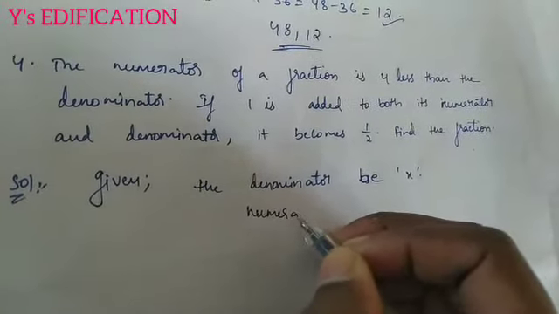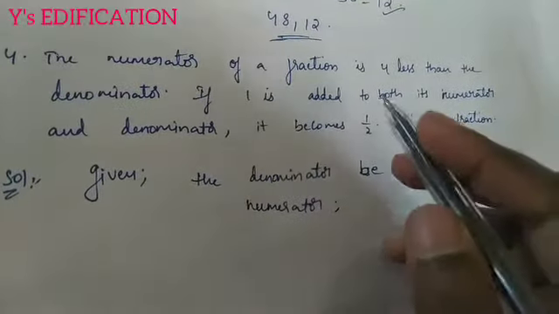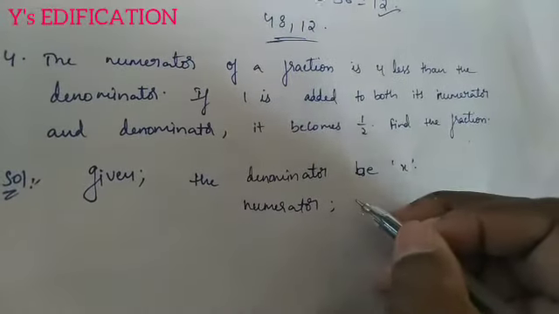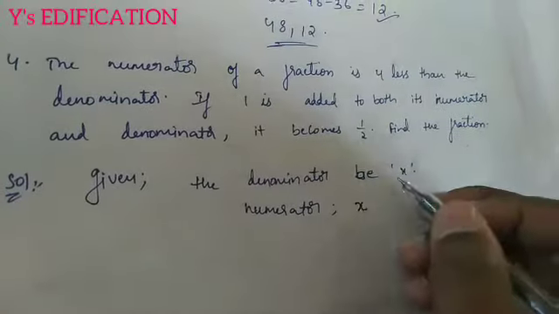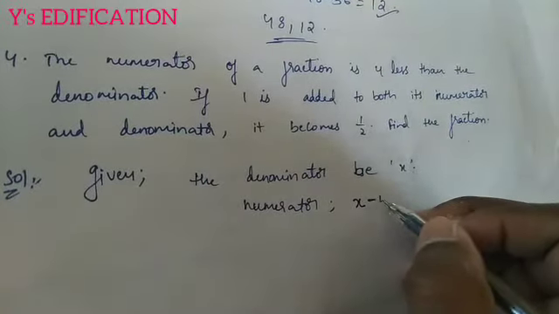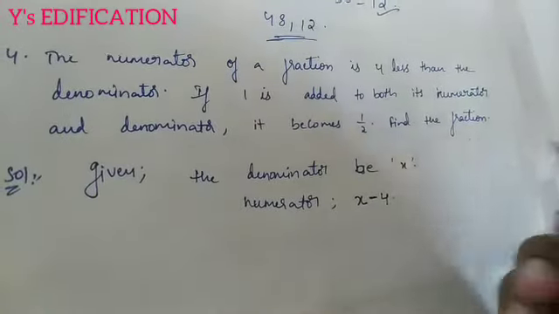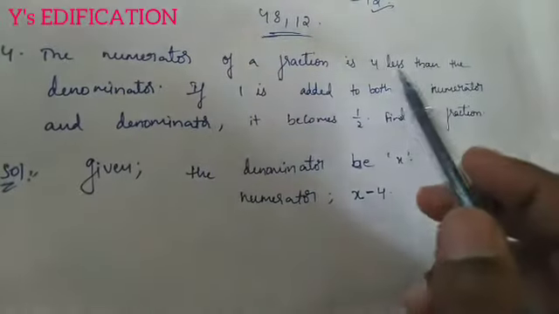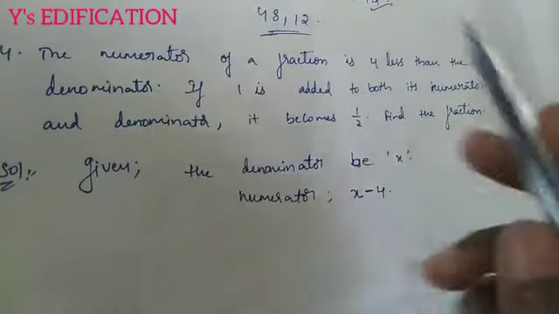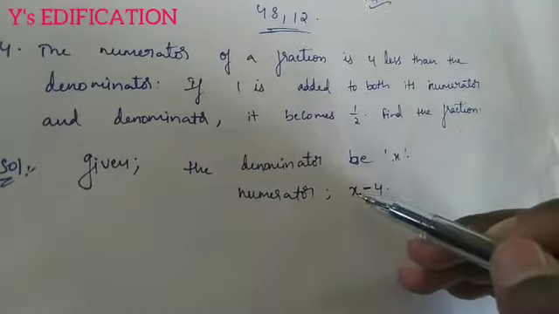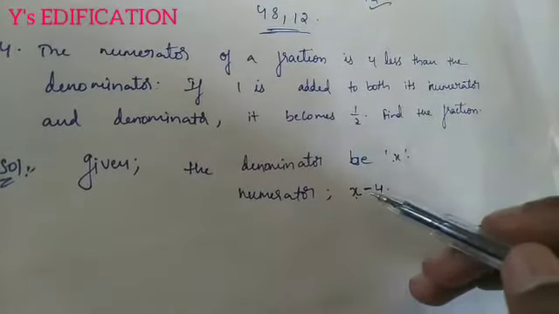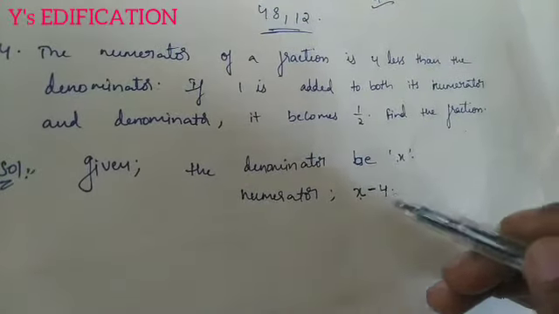So what is the numerator? The numerator of a fraction is 4 less than the denominator. The denominator is x, the numerator is 4 less. That means the numerator is x minus 4. If the denominator is x, the numerator will be x minus 4, because it is 4 less than the denominator.